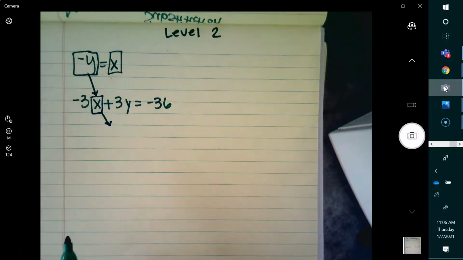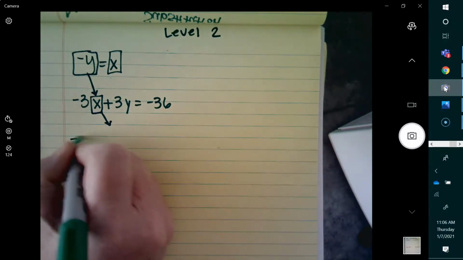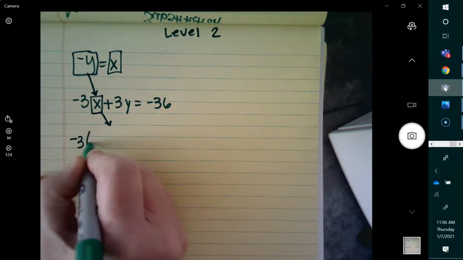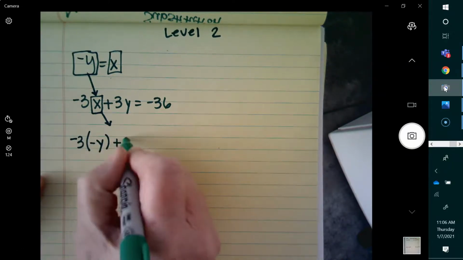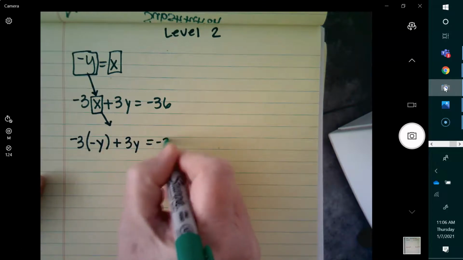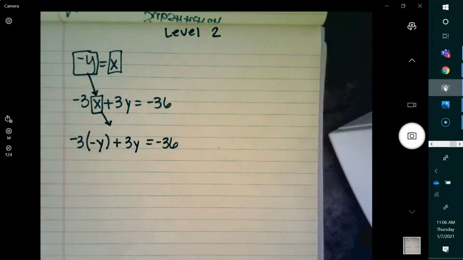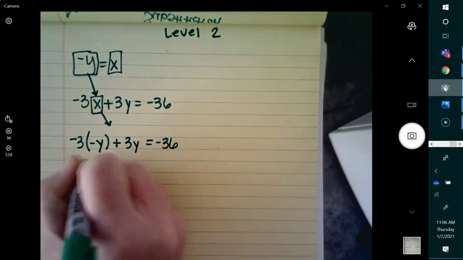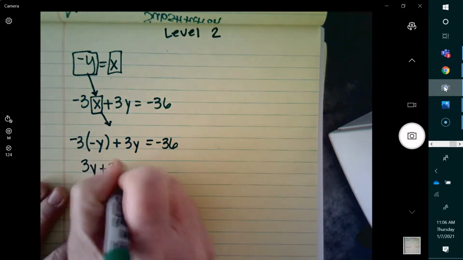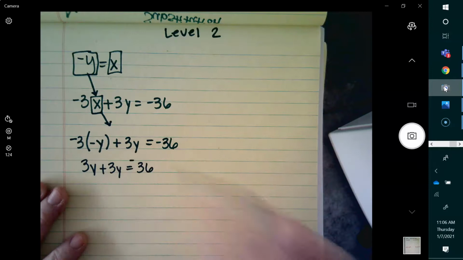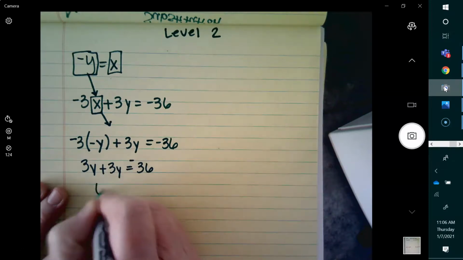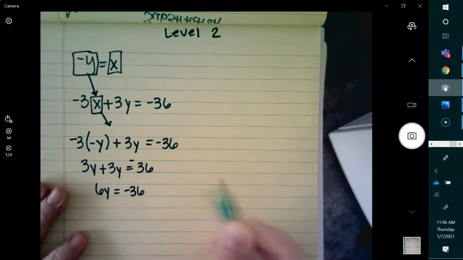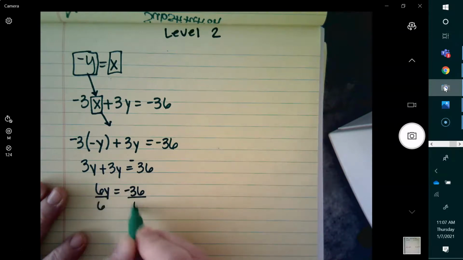There's your substitution. That's going to give you an equation that says negative 3 times negative y plus 3y is negative 36. You don't have any x's left. Substitute it. So you need to do the math. You need to be careful. That's going to be positive. Yeah, watch your signs and be careful. So you got 3y plus 3y is negative 36. So you're going to have 6y is negative 36. Divide by 6.